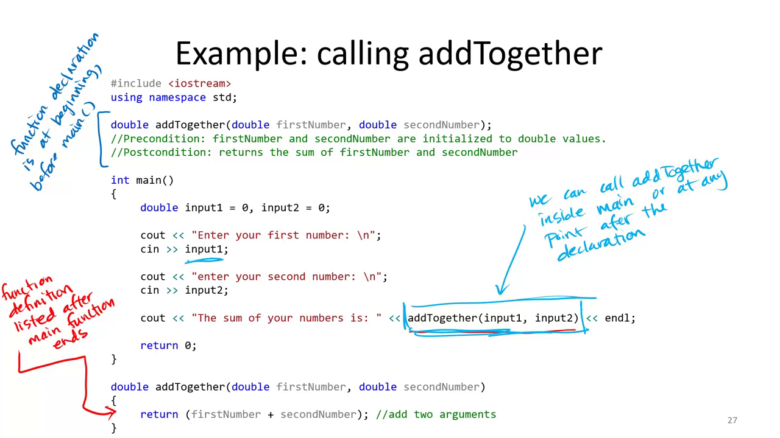So in this case, notice we ask our user for a first number and a second number, and then input 1 gets plugged in for the first value, input 2 gets plugged in for the second argument, and this program will output the sum of our two numbers to this screen.